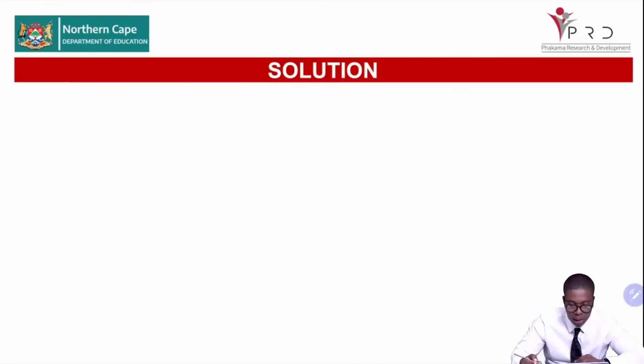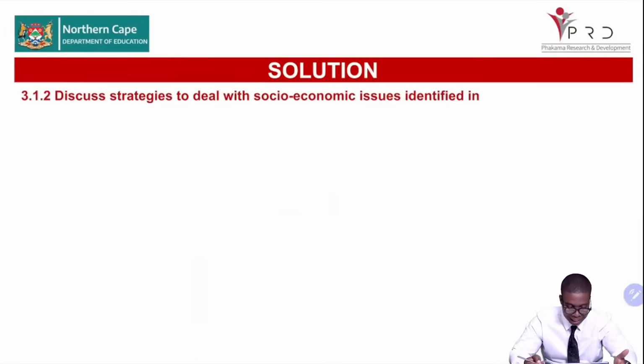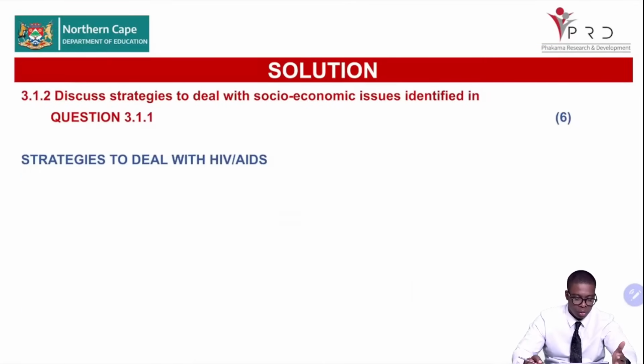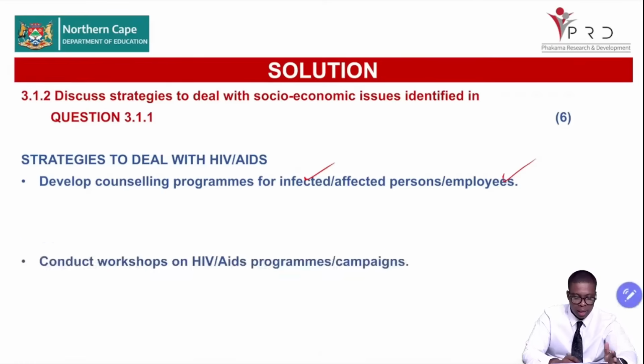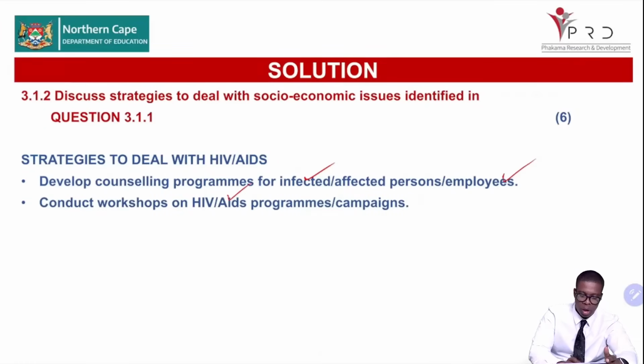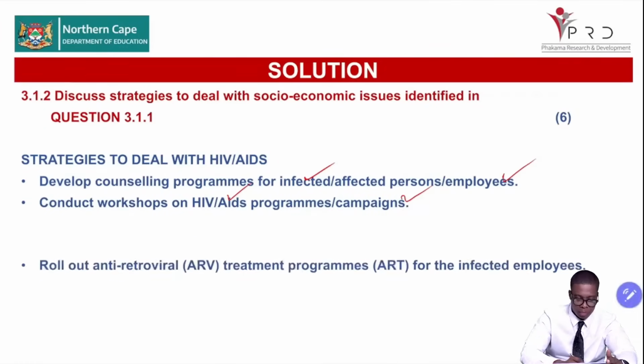Then we proceed and look into what now? Strategies for each socio-economic issue. Strategy for dealing with HIV and AIDS. Develop counseling programs for infected or affected employees in the workplace. Then conduct workshops on HIV and AIDS programs or campaigns.